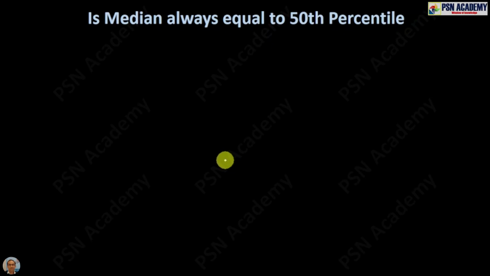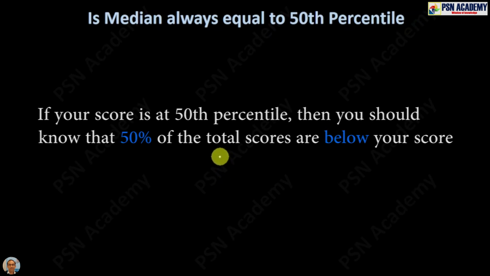Hi, in this video we will talk about a controversial topic, whether median is really equal to 50th percentile, because in some texts and some online resources you will see that people are demanding that median is always equal to 50th percentile. Now, what is the meaning of 50th percentile actually? The definition says that if your score is 50th percentile, then you should know that 50% of the total number of candidates or the total number of scores are behind you.